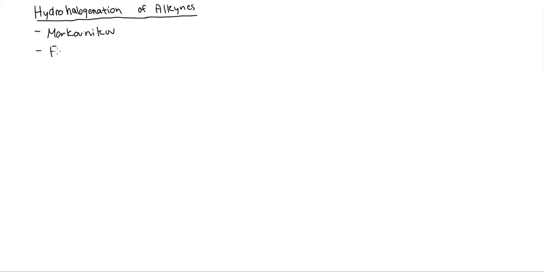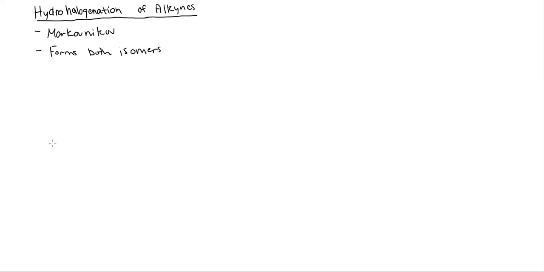So like I said, this is hydrohalogenation of alkynes. Similar to how hydrohalogenation of alkenes worked, hydrohalogenation of alkynes is Markovnikov. And I'm not going to say it forms both enantiomers, but I am going to say that it forms both isomers. We'll see what that means in just a second.